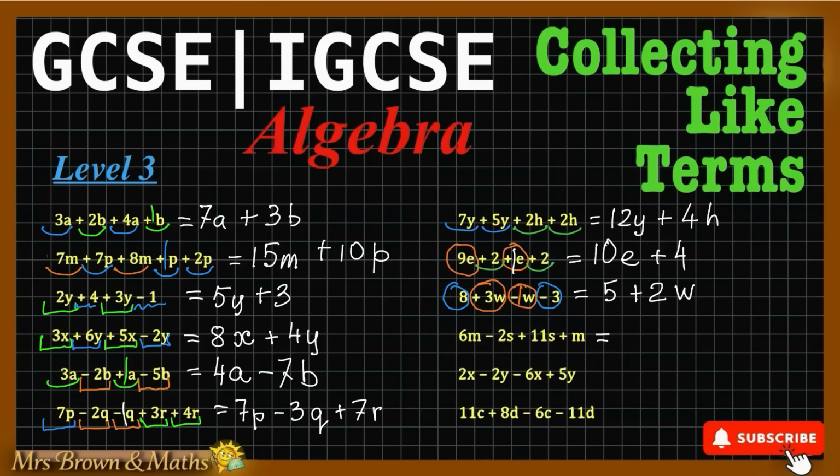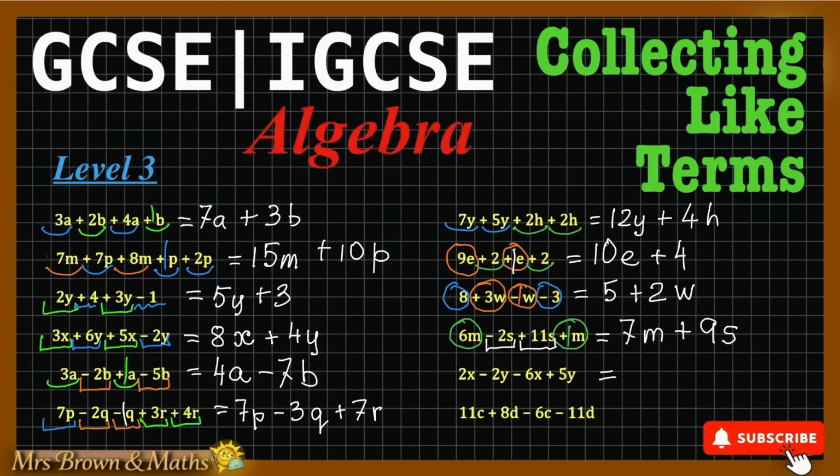One more question. 6m minus 2s plus 11s plus m. Let's do m terms first. 6m plus 1m, it is 7m. Now s terms. Minus 2 plus 11 is 9. So 9s. Final answer is 7m plus 9s.